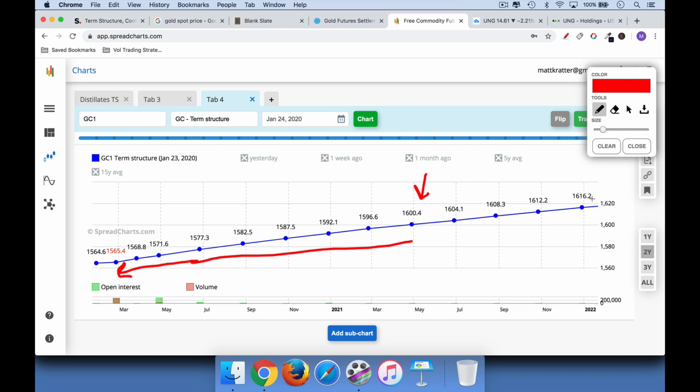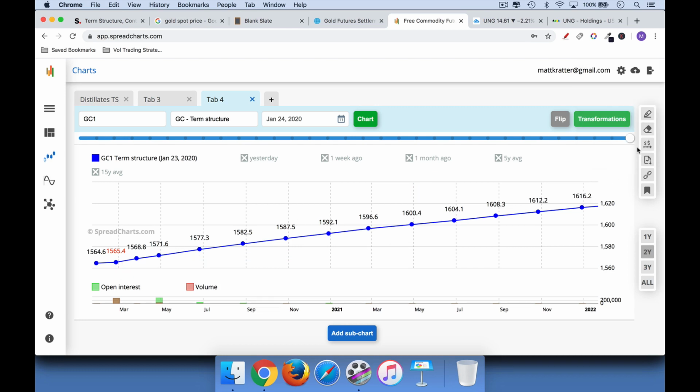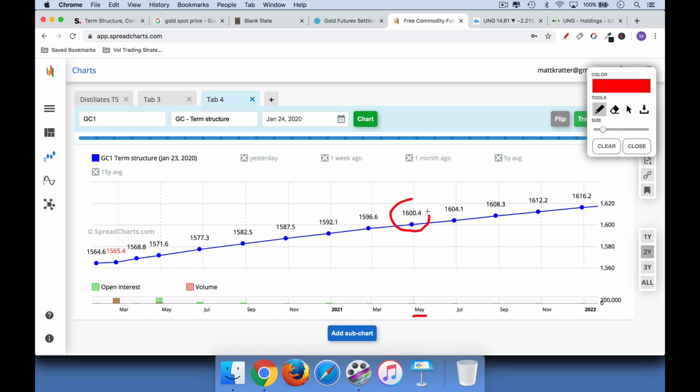Now, what happens in a Contango market if you go long? Well, let's say we, instead of shorting gold in May of 2021 at 1600, let's say we go long gold at 1600. And we're bullish on gold. And let's say that gold doesn't really move in price. The spot price stays around where it is today. Call it 1565. Well, what happens then?